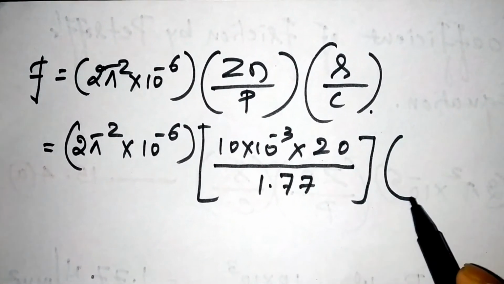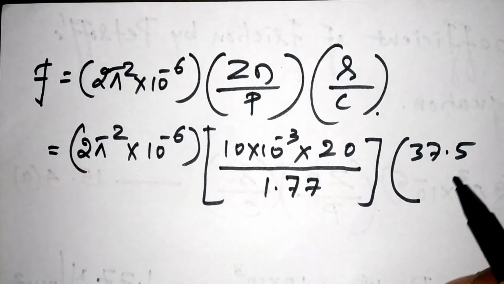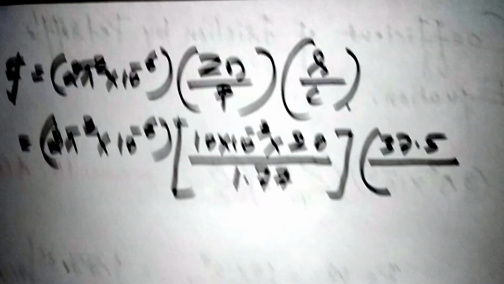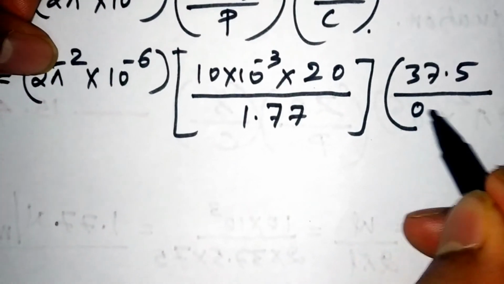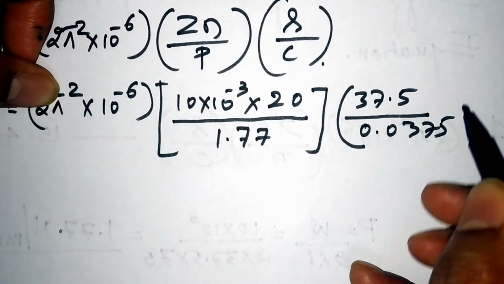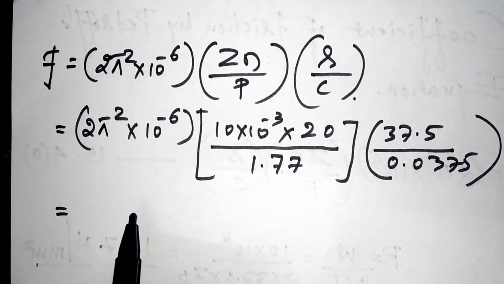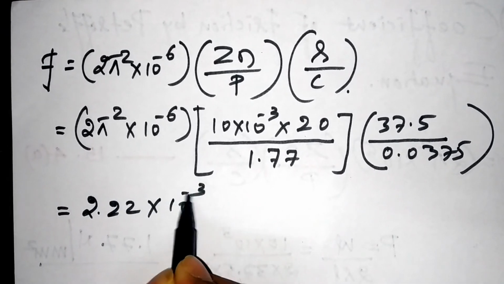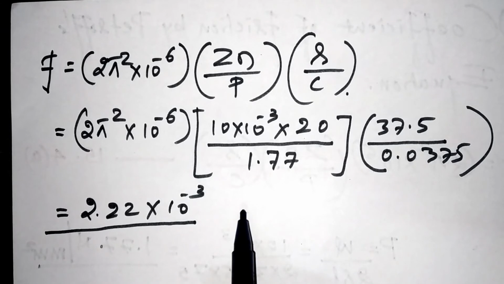And this is the radius, and that is 37.5 since the diameter is 75. And this small c that I've calculated, I got this value as 0.0375. So that I'm going to substitute here. After doing this, I got an answer as 2.22 into 10 raised to minus 3. Since this is a coefficient of friction, it is unitless.